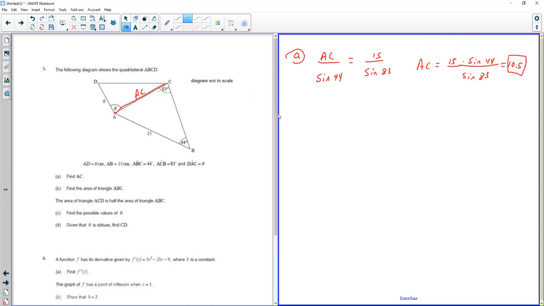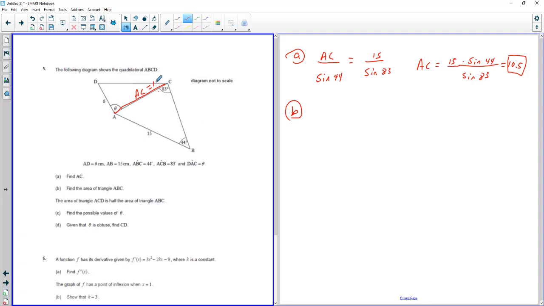So that was part A. Find the area of the triangle ABC. Now here's the great thing. Now that I know that this is 10.5, all I need to find the area of a triangle are two sides and the angle in between them. I already know these two sides. What I need to know is the angle in between them. But all the angles have to add up to 180. So I actually know what this angle is. It's 44 and 83 added together, taken away from 180.